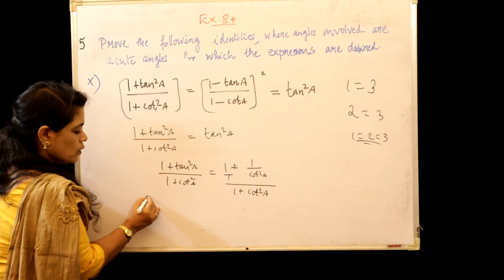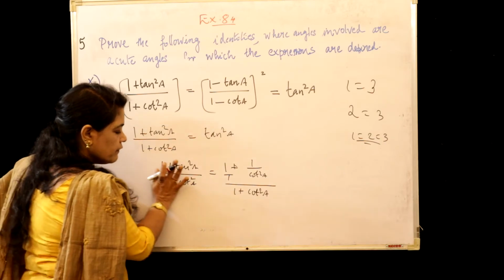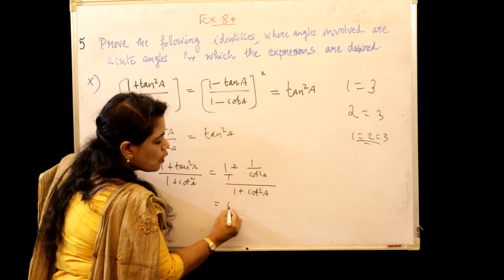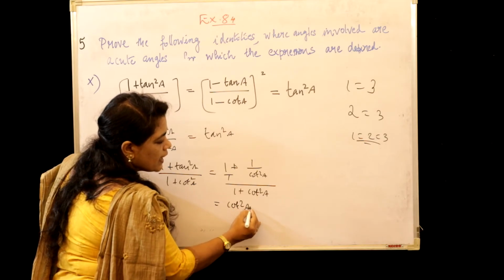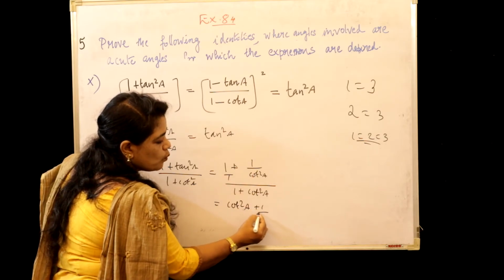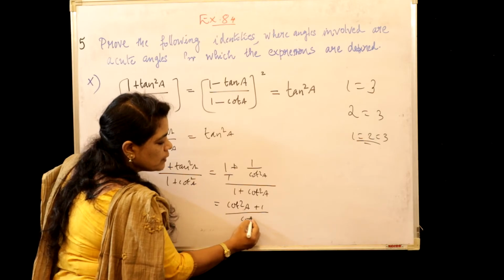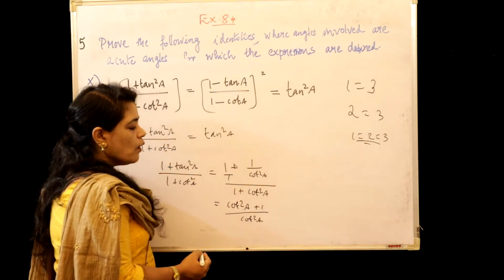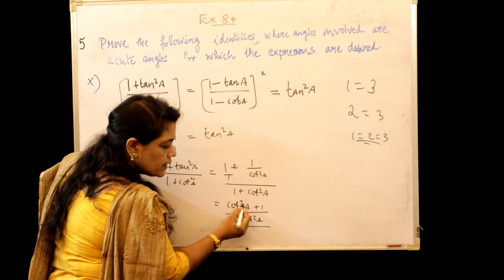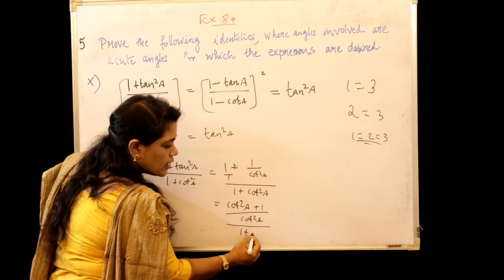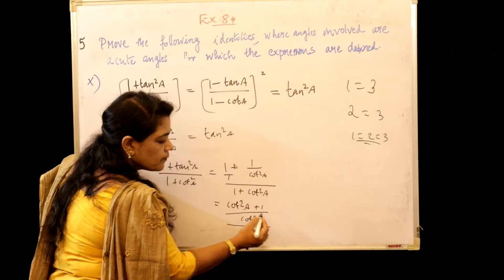So this is equal to, here we can write, cot square A and 1 into 1, and the product of the denominator is cot square A. Okay, and in the denominator we have, without any change, 1 plus cot square A.